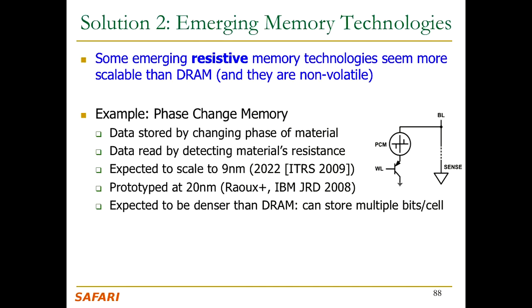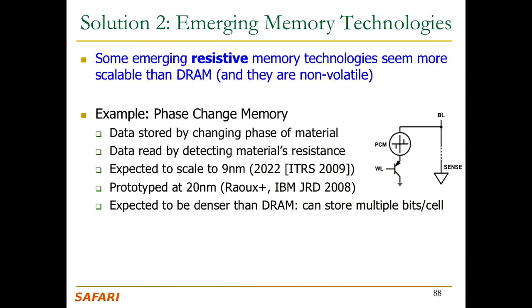So this is expected to scale to much lower nanometers than DRAM. Remember, at the same time, ITRS predicted that DRAM will not easily scale below 35 nanometers. They also predicted that phase change memory will scale to 9 nanometers. The expectations are even higher now, meaning that the scalability is going to be to even lower dimensions. And this was actually prototyped at 20 nanometers by IBM. And this is a beautiful paper that talks about the lower levels of the technology in IBM Journal of Research and Development. So if you're interested, you should definitely read that paper.